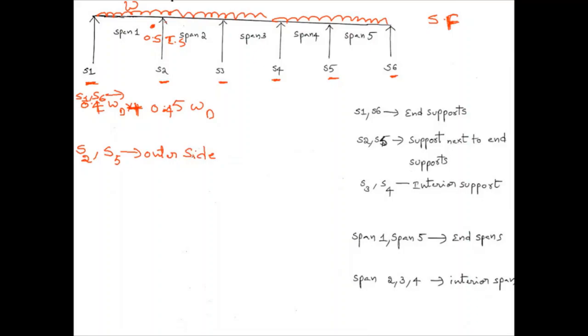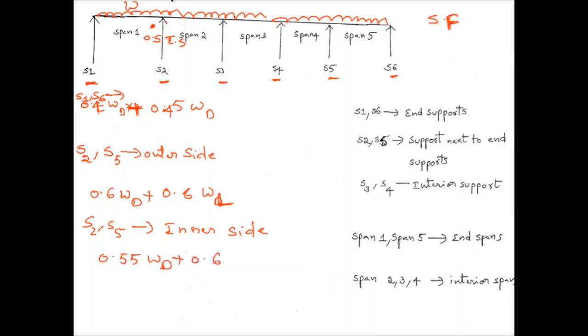then it will be 0.6 WD plus 0.6 WL. And if you take S2 and S5 inner side, then it will be like 0.55 WD plus 0.6 WL, like that we will take.